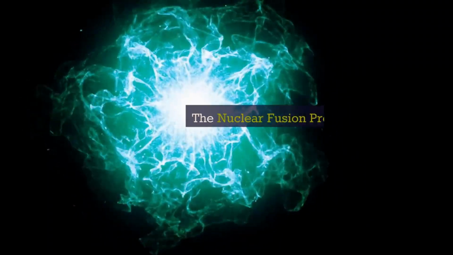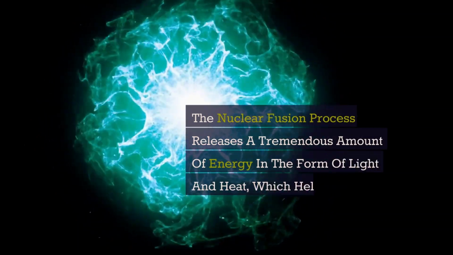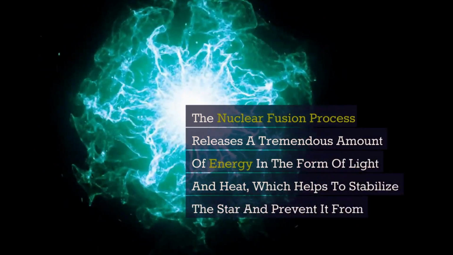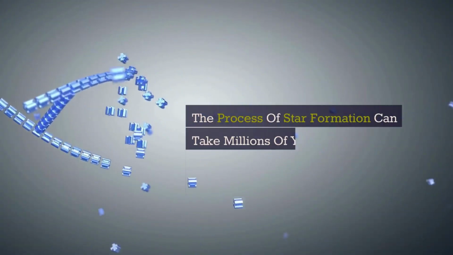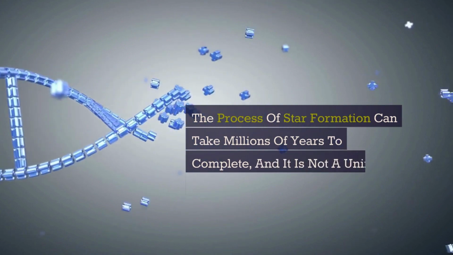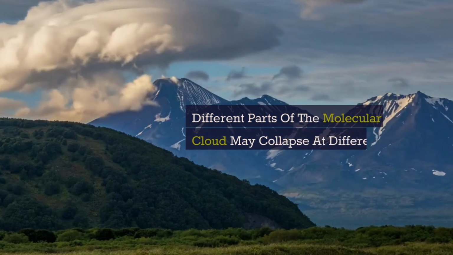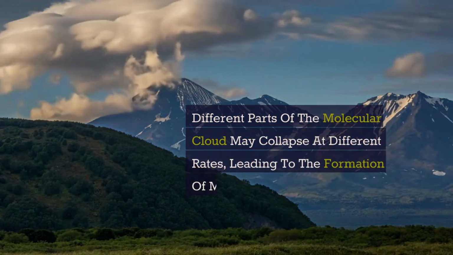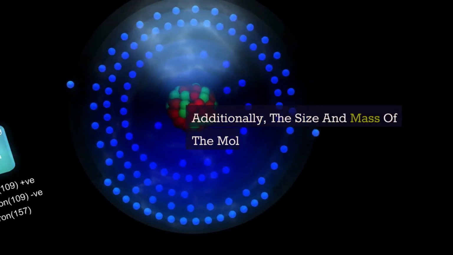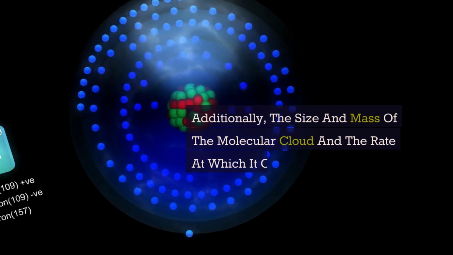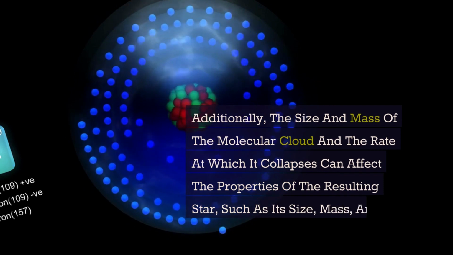The nuclear fusion process releases a tremendous amount of energy in the form of light and heat, which helps to stabilize the star and prevent it from collapsing further. The process of star formation can take millions of years to complete, and it is not a uniform process. Different parts of the molecular cloud may collapse at different rates, leading to the formation of multiple stars in a single system. Additionally, the size and mass of the molecular cloud and the rate at which it collapses can affect the properties of the resulting star, such as its size, mass, and lifespan.